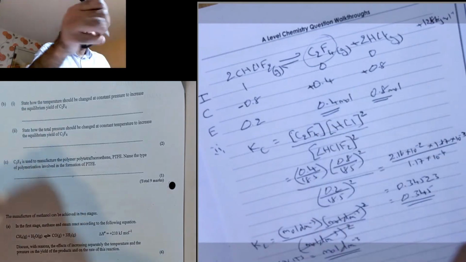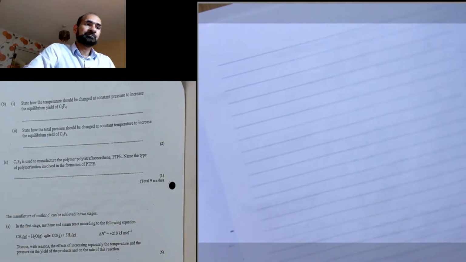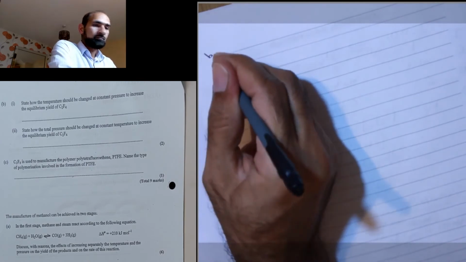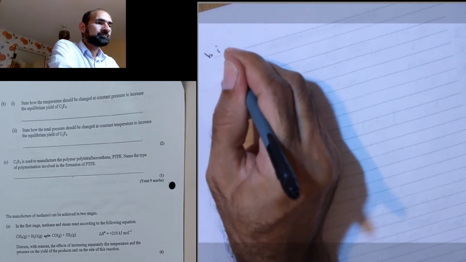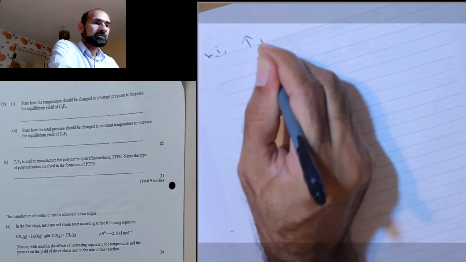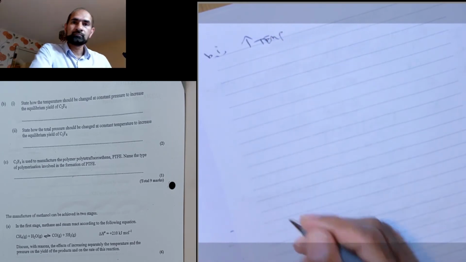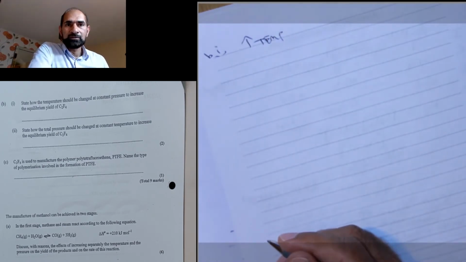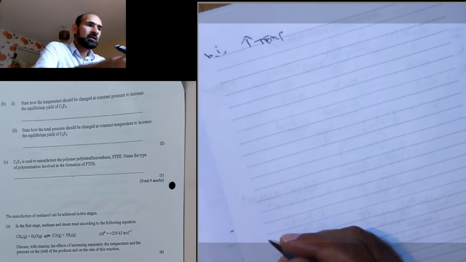So the answer to that question, part B, part 1: if I increase the temperature, well, that's the answer. I increase the temperature and I'll get a greater yield of tetrafluoroethene. Okay, part 2.